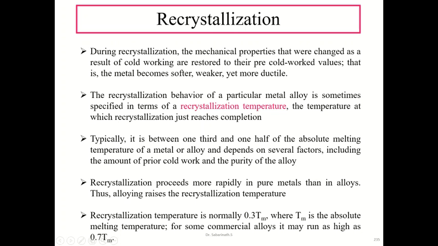So recrystallization temperature is normally 0.3 Tm, where Tm is the absolute melting temperature. For some commercial alloys it may go as high as 0.7 Tm. So for normal materials, the recrystallization temperature will be 0.3 times the melting temperature of the material.